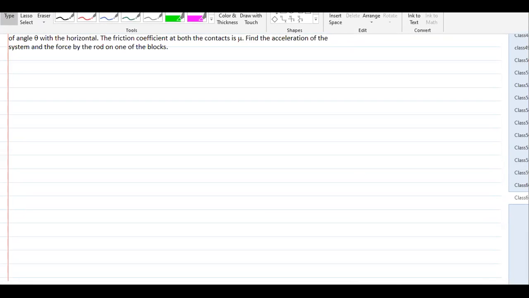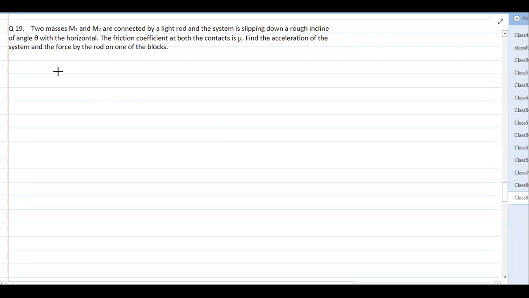Okay, so this question, first let us make the diagram. This is the incline. There are two objects. One object is here, another object here. And these two are connected by a light rod. The light rod is connecting between them, M1 and M2. This angle is theta. Coefficient of friction is mu at both places. So we have to find the reaction force developed at this place.